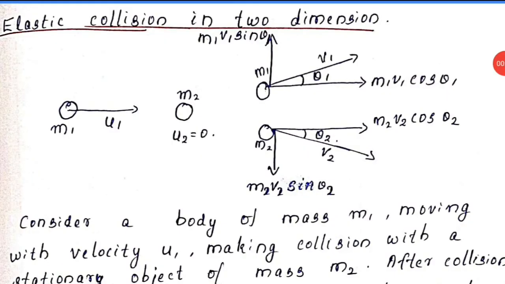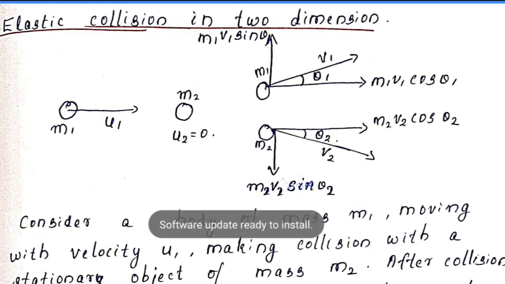As we did in elastic collision in one dimension, we have to obtain expressions for v1 and v2. Not only v1 and v2, we have to find theta 1 and theta 2 also. That means in this situation, we have four unknowns to be found. Which are the four unknowns? v1, v2, theta 1 and theta 2. Then only our discussion on elastic collision in two dimensions will be complete.